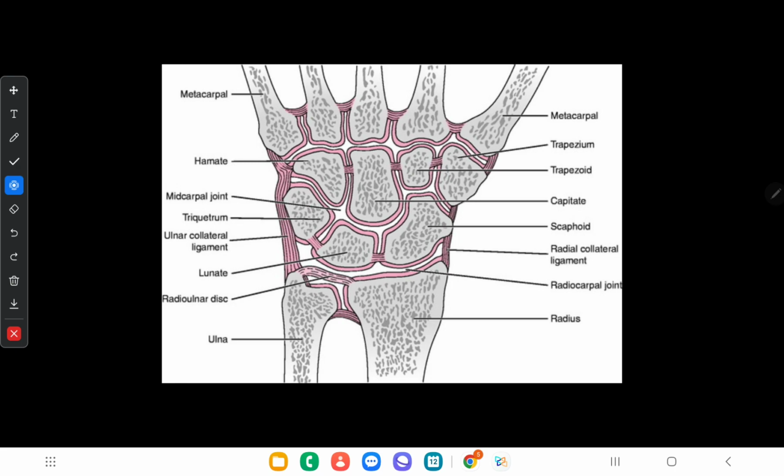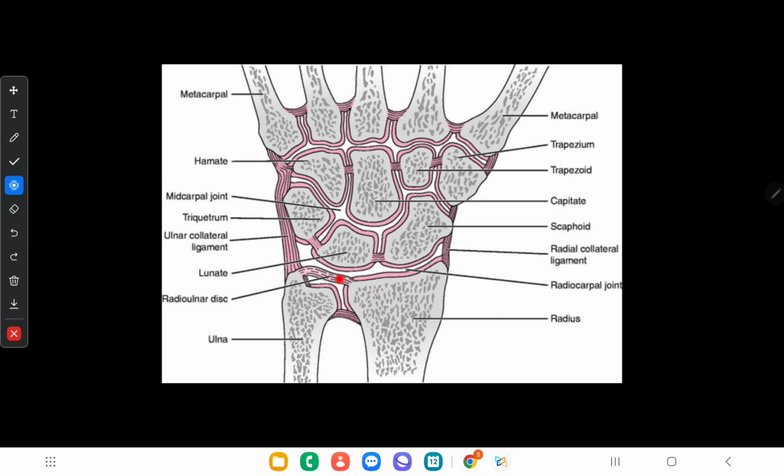Today we are going to discuss the wrist joint. The wrist joint is a synovial condyloid joint. The articulations are the inferior surface of the lower end of the radius. This is the radius, this is the ulna. So, the inferior surface of the lower end of the radius and the articular disc of the distal radio-ulnar joint.